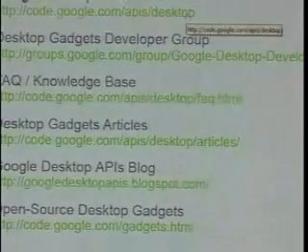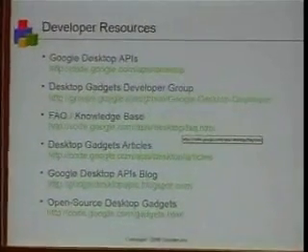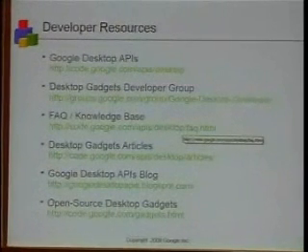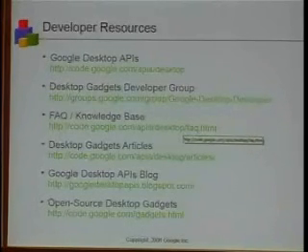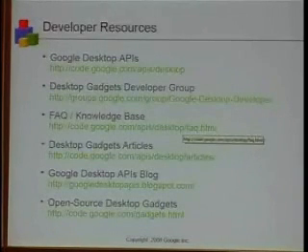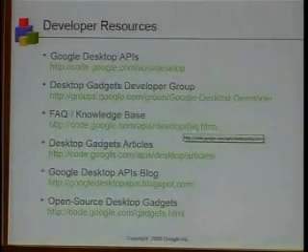So we have the link to Google Desktop APIs, which basically, if you can't even remember the rest of the links, the first link over here, code.google.com, has pointers to all the rest of the links, and I'll probably open it and show it to you. But the primary things that you want to take away are you have developer groups, we have FAQs, knowledge-based articles, and we have blogs where we publish information, and we basically open source some of our top gadgets so that you have the code to actually build some of the better gadgets.